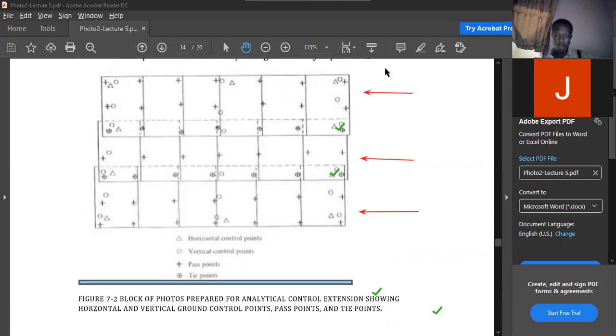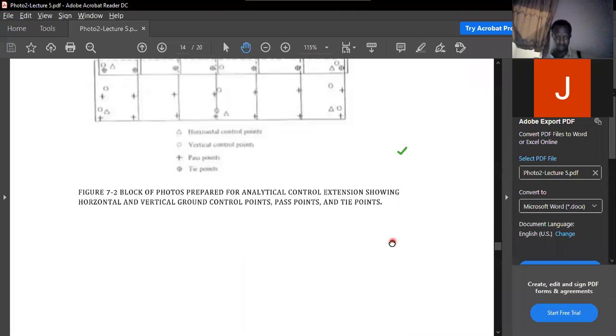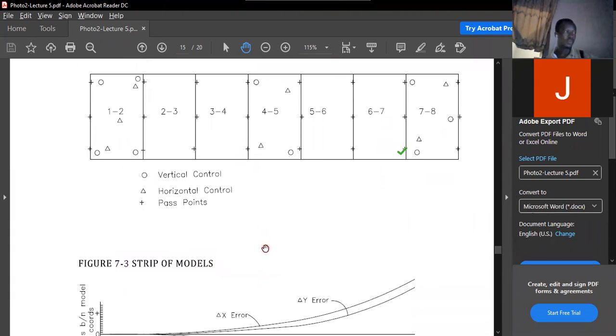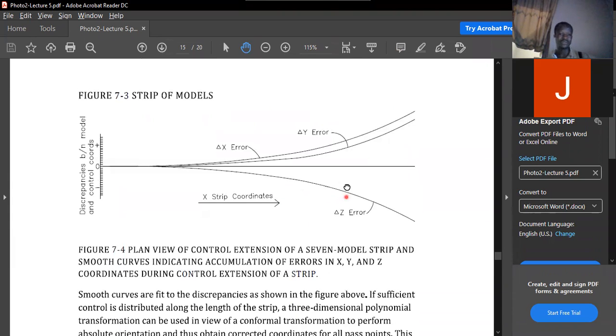All right. So there we go. Excuse me. Yeah. This one I used AutoCAD to draw. You can see the pass points. You can see model 1-2, model 2-3, 3-4, and they are all joining up nicely because there's a triple overlap. So take note of that.